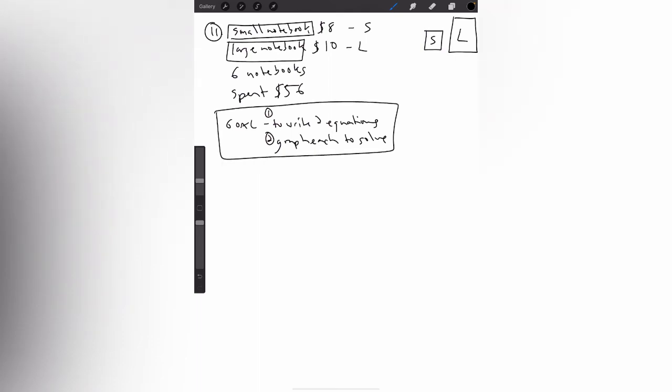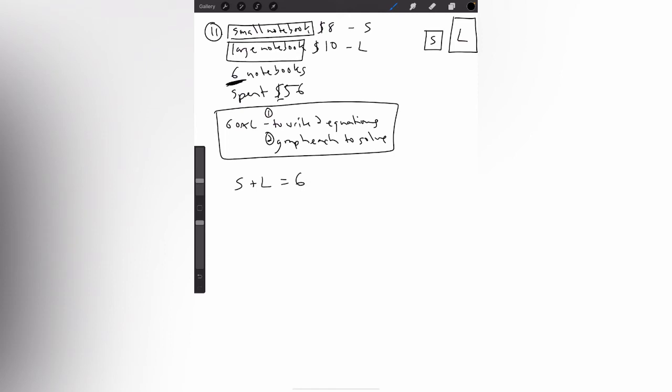So I know that I bought 6 notebooks. So that means whatever number of small notebooks I bought and large notebooks, if I add them together, they have to give me 6, right? Because if I bought only small and large notebooks, even if I bought 0 small and 6 large, I could buy 1 small and 5 large, or 2 small and 4 large. And as long as they add up to 6, I know I bought 6 notebooks, right?